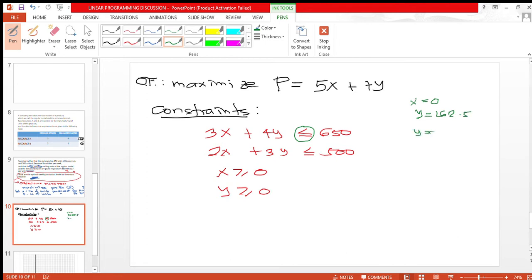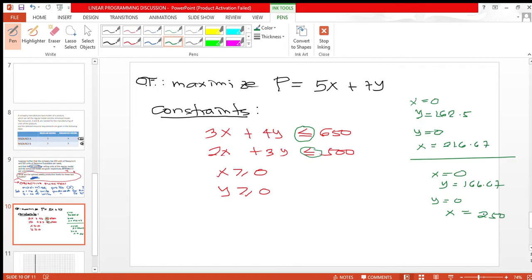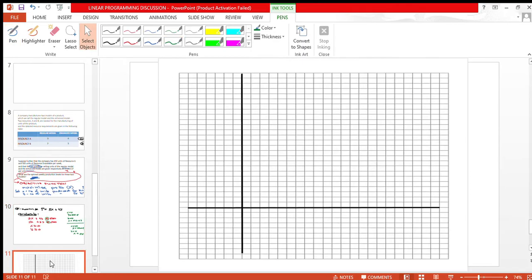And then if y is 0, x will now be 650 divided by 3, which is 216.67. While for the second equation, converting this again to an equation, if x is 0, y will be 500 divided by 3, which will give us 166.67. If y is 0, our x will now be 250. So let's plot those points on our Cartesian plane. So we have 162.5, 216.67, 166.67, and 250.